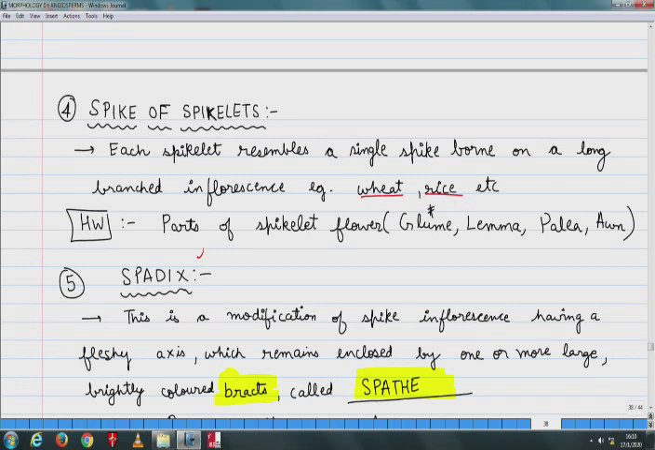I'll be giving you notes. A PowerPoint presentation will be there in which you have lots of images, and just take a look at those images. You will get the labeling part.